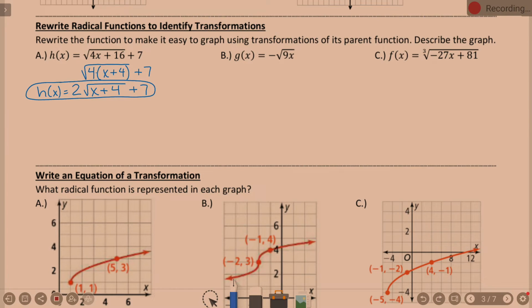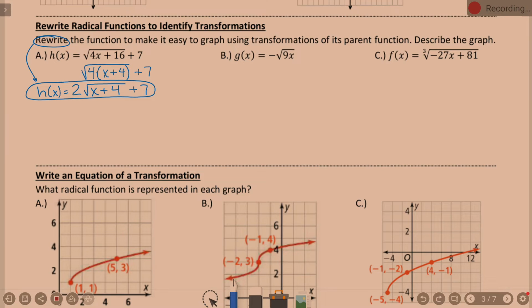Now, I'm realizing there's not going to be very much room here, but okay. So when it says rewrite the function to make it easy to graph, this is your rewrite here. Because I can look at that, name 3 quick, easy transformations, and know exactly how to graph this. Much easier than the other one.